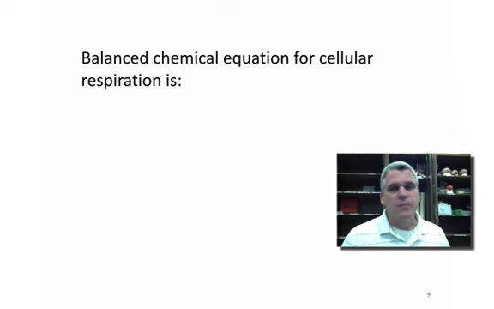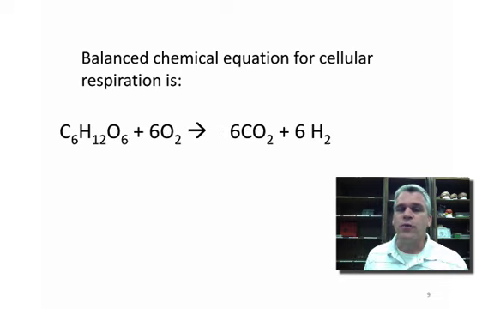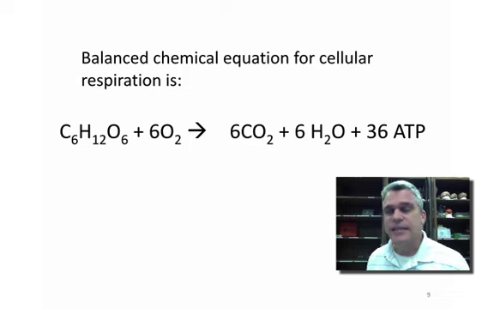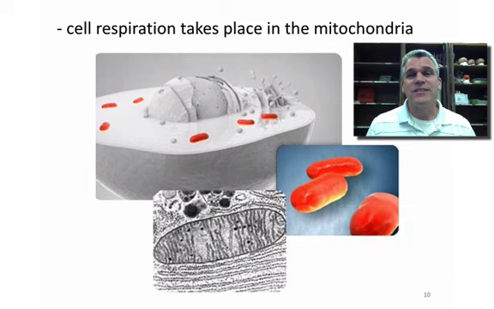So now let's take a look at this balanced chemical equation for cell respiration. We have C6H12O6 along with 6 O2s yield 6 CO2s, 6 H2Os, and 36 ATPs. I hope this looks familiar to you because it's basically the photosynthesis equation just flipped around. And cell respiration takes place in the mitochondria of cells.